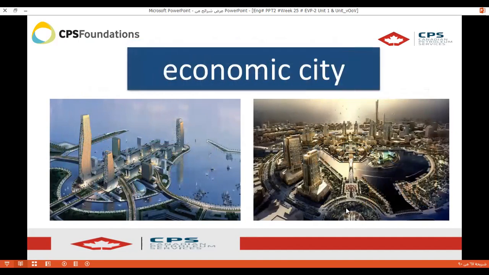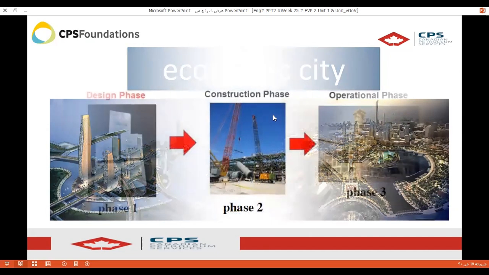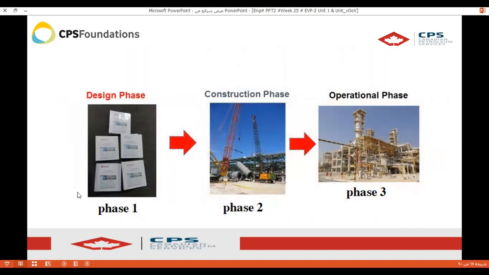As you see, this is a very big city, economic city, economic city like Jubail, for example. There are many companies and many factories. It's an economic city. It makes money. Economic cities.